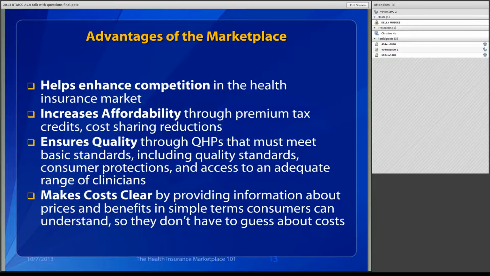The advantages of having a marketplace are that it helps enhance competition in the health insurance market. It increases affordability through the premium tax credits that are available for those persons who are enrolling in the quality health plans. And it also ensures quality because the quality health plans must meet basic standards, and these include standards on quality and performance, consumer protections, and access to an adequate range of clinicians. They also make the cost clear by providing information about the prices and the benefits in simple terms so that consumers can actually compare and make informed choices.